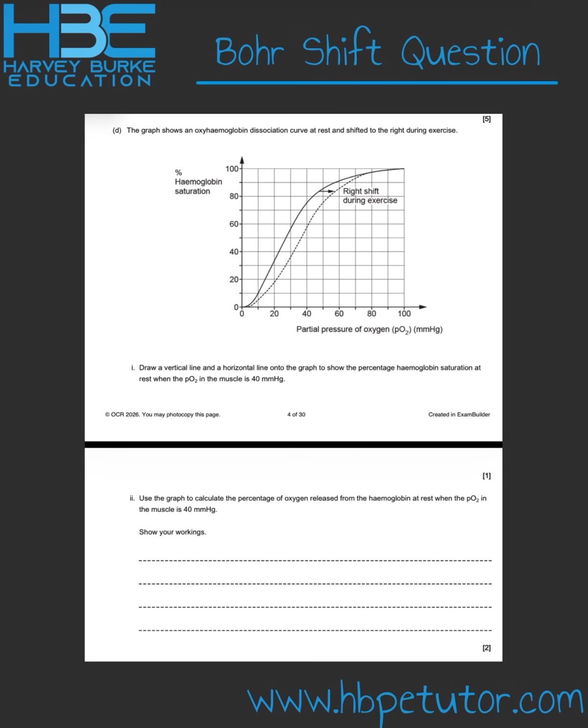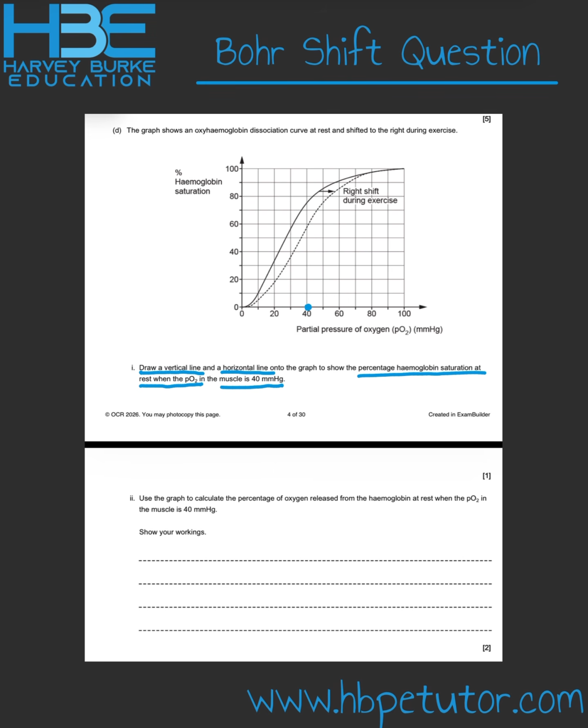This is one of the more unusual questions that I've seen them ask about the Bohr shift in recent years. So firstly, they asked you to draw a vertical line and a horizontal line onto the graph to show the percentage hemoglobin saturation at rest when the partial pressure of oxygen at the muscle is 40 millimeters of mercury. So they've said at rest. So what they're testing here is, do you know which line represents at rest?